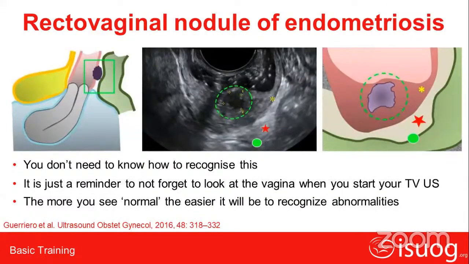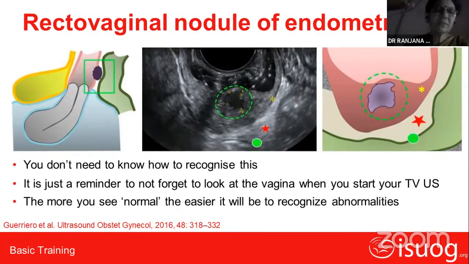During TVS, when the probe enters the vaginal cavity, we should look for any pathology in the vagina, for example, Gartner cyst or an endometriotic nodule. Endometriotic nodules are hypoechoic structures which can be seen between the vagina and rectum in rectal endometriosis, or anteriorly between the urinary bladder and vagina in case of bladder endometriosis.